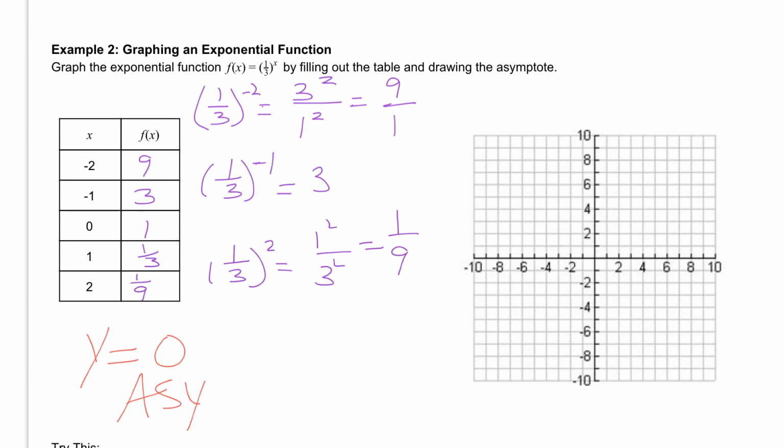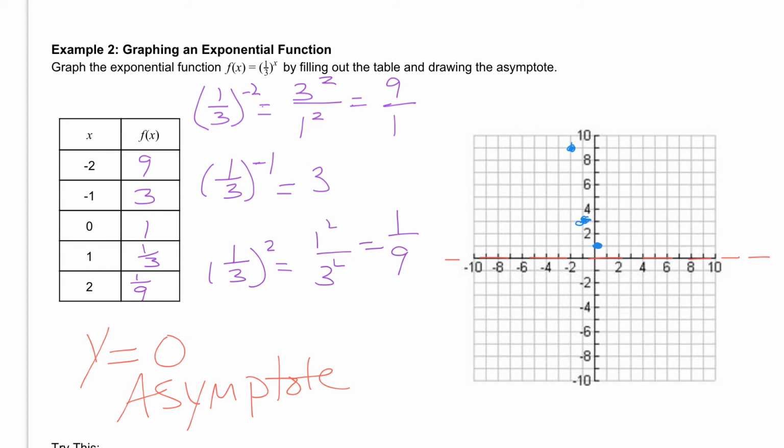So there's our asymptote. And I would recommend just graphing that asymptote first so you know where you're at. It should be a dotted line, never solid, because it's not part of our graph. And then if we plot some points, we have the point (-2, 9). So that's right there. We have the point (-1, 3). We have the point (0, 1).